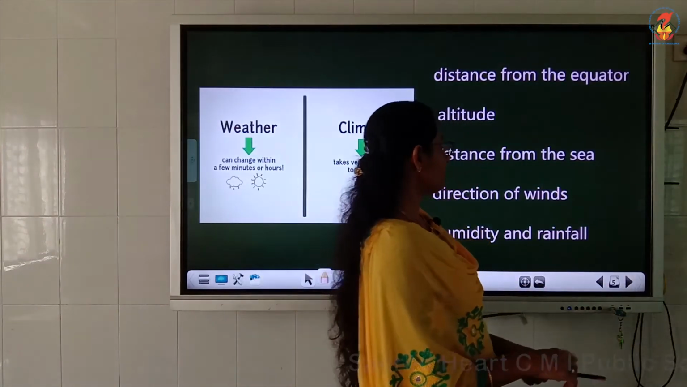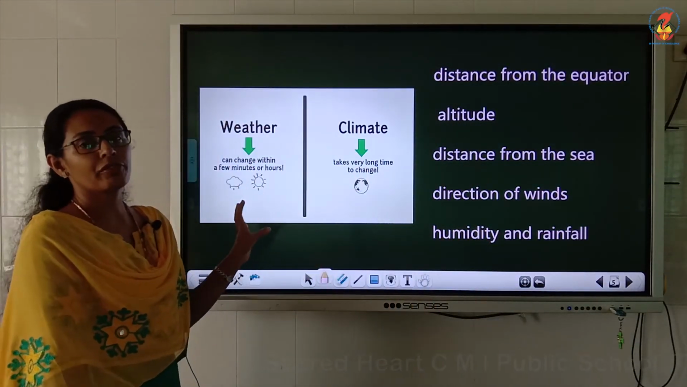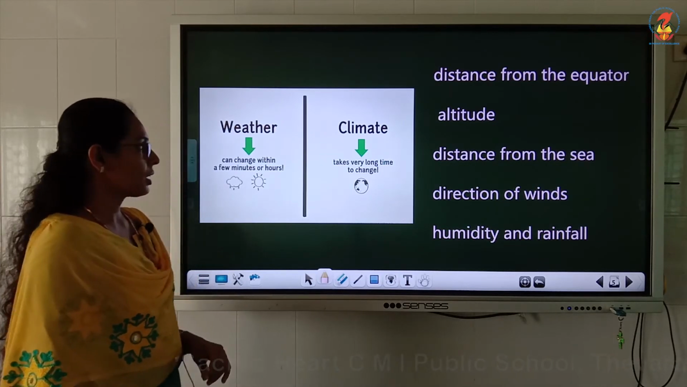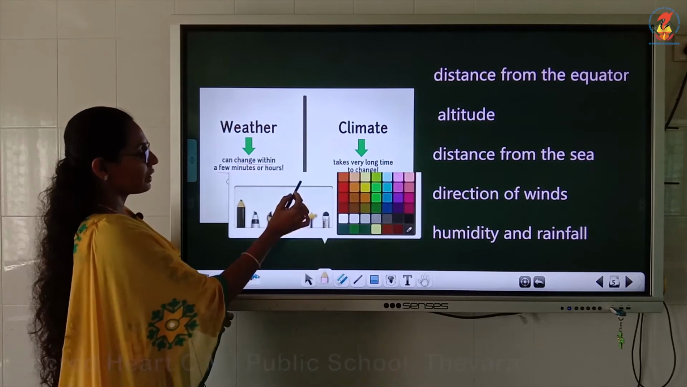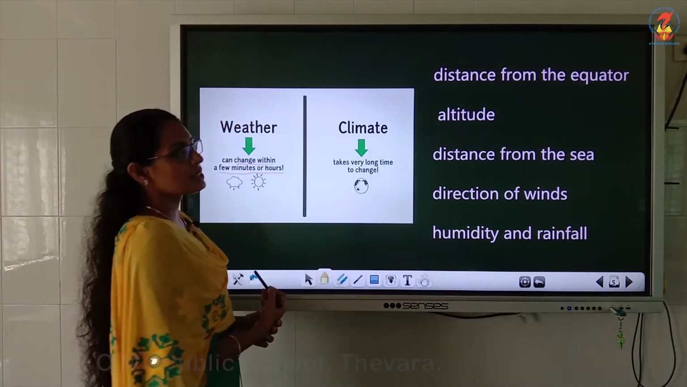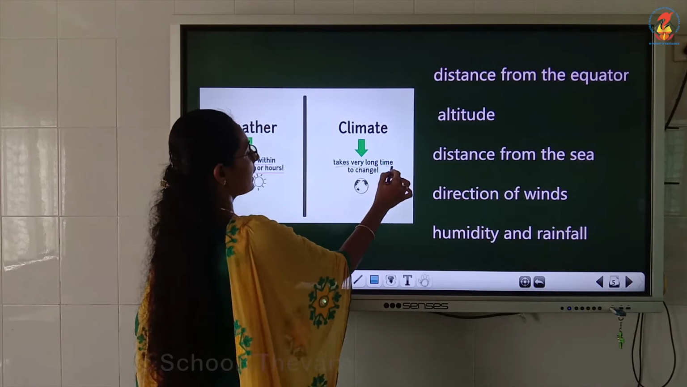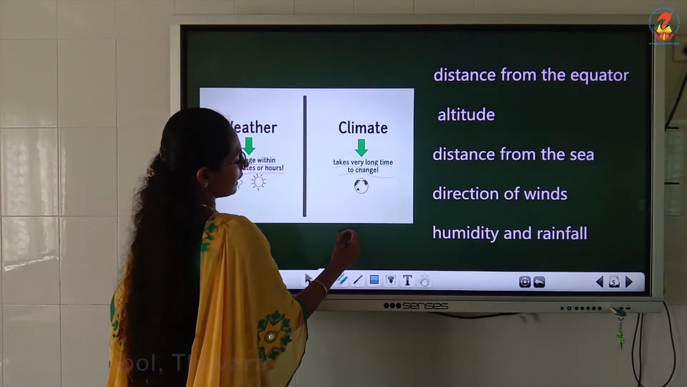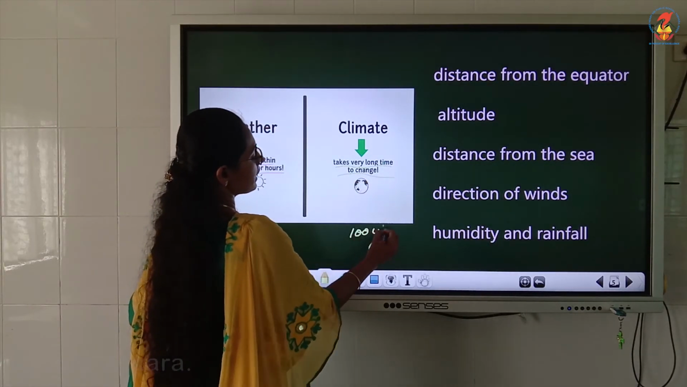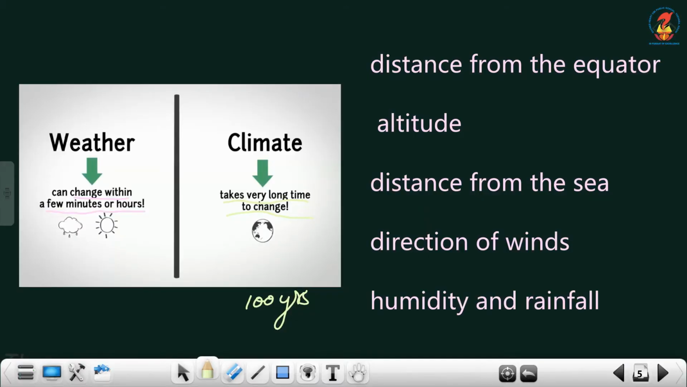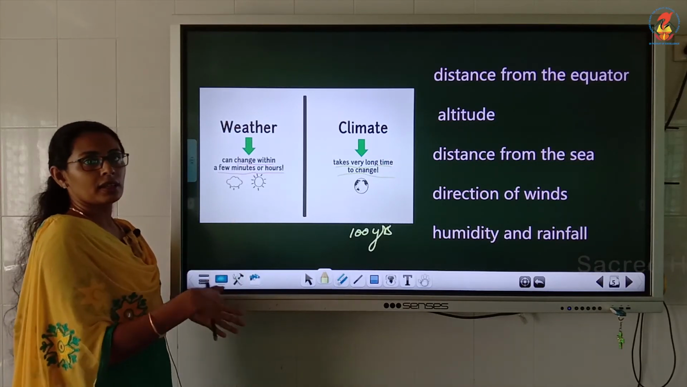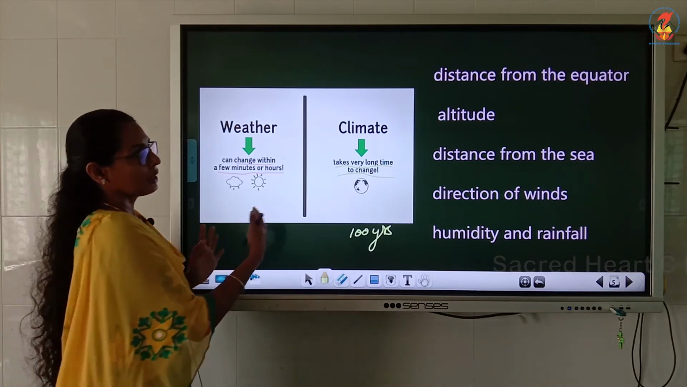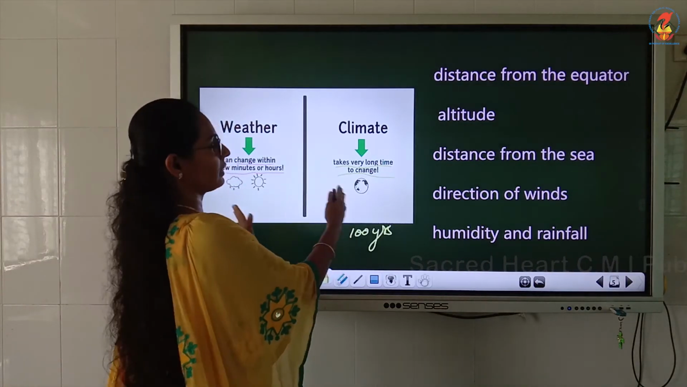Now the next one, the difference between weather and climate. Weather always changes within a few minutes or hours. But climate takes a very long time to change. Maybe year after year, 100 years, it is the same. But here, within a few minutes, if it is rainy at 8 o'clock, then at 9 o'clock you can see the sun come out. That is the difference between weather and climate.